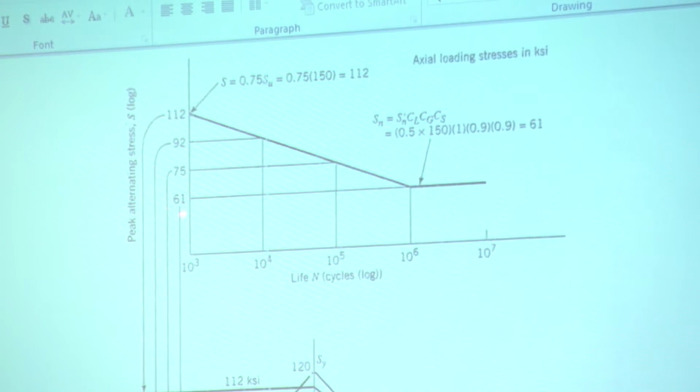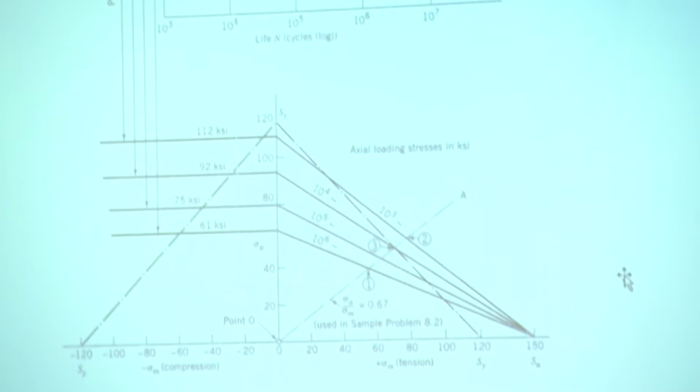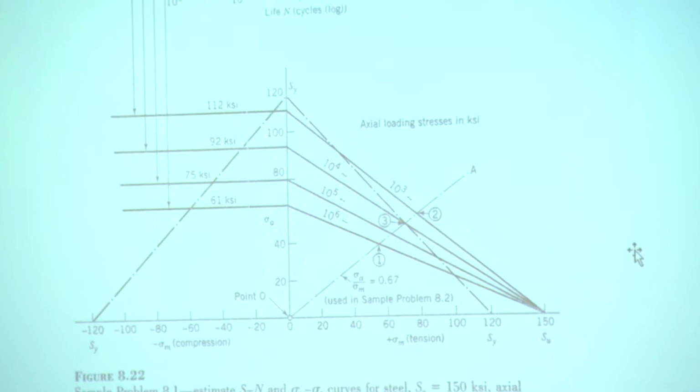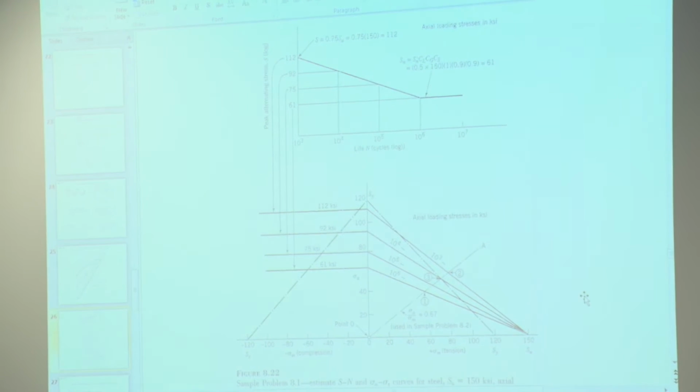So, SE, you come down, plot over here, connect to SUT, and you get the Goodman line. You want it for 10 to the 5? That's for 10 to the 5. Plot here, come down, you get it for 10 to the 5. And so on and so forth.